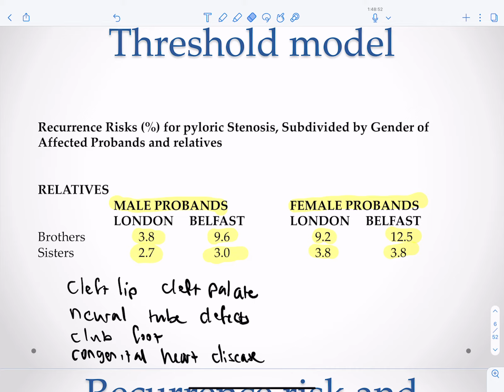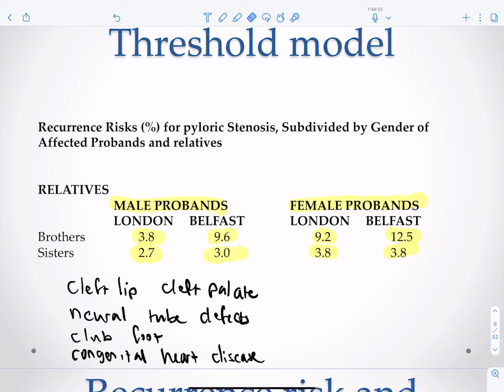So that brings us to recurrence risks. Recurrence risk means what's the probability of your affected first-degree relatives. In this example, this is again pyloric stenosis, we have male probands and female probands. Of course, a proband means they're presenting with disease. If you have a male proband, remember males have less risk factors that will lead to the actual disease.